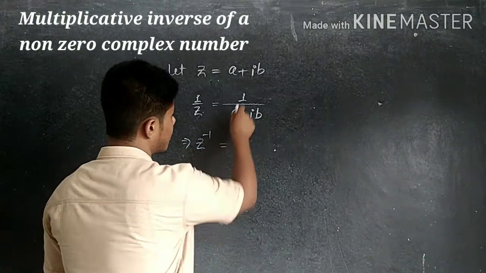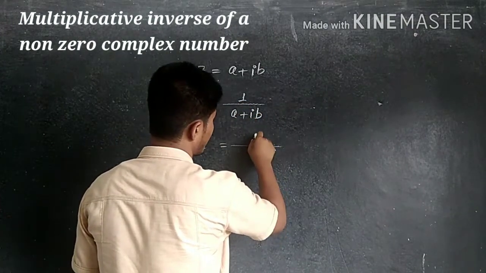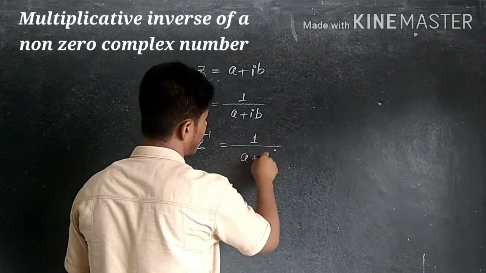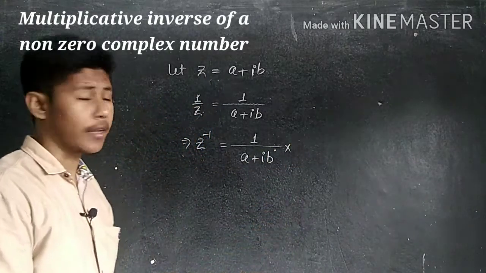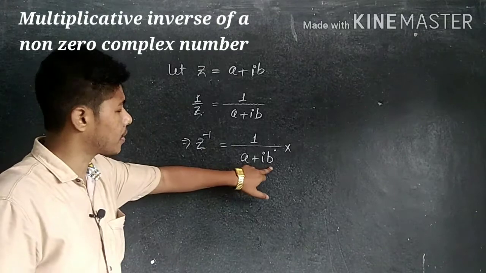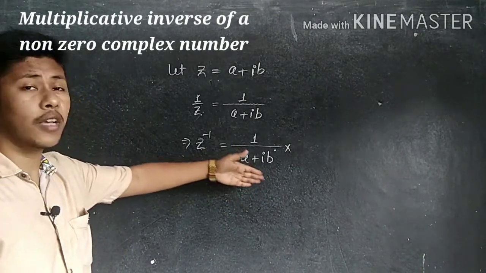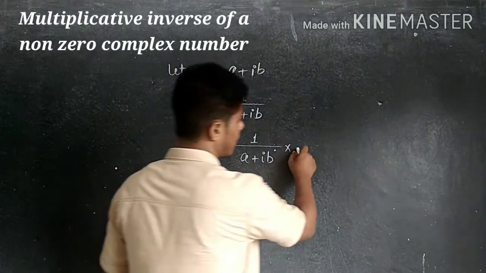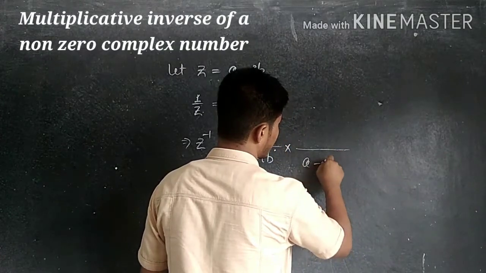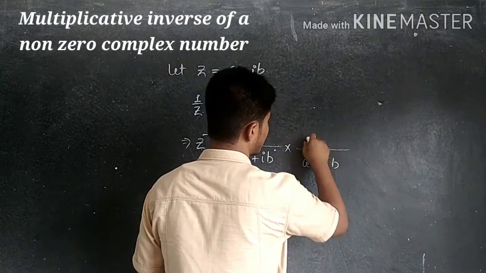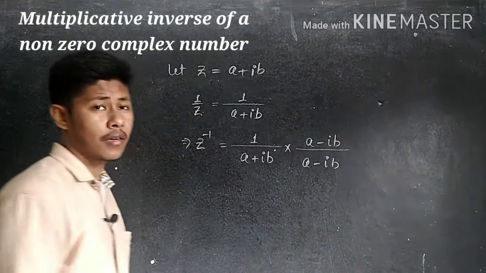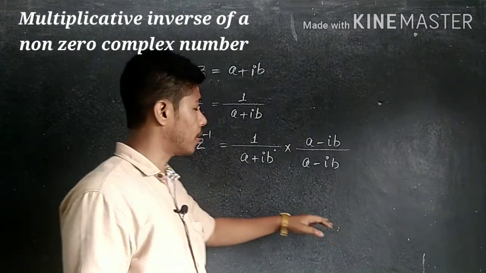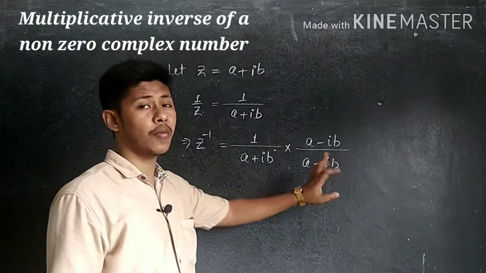Now in this case, 1 divided by a plus ib, what you have to do? We have to multiply it by its conjugate. Now here you see a plus ib. What is the conjugate of a plus ib? Obviously a minus ib. So that's why with numerator and denominator we have to multiply by the conjugate, a minus ib divided by a minus ib. Is it clear?